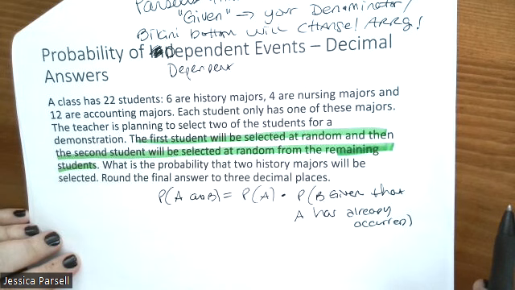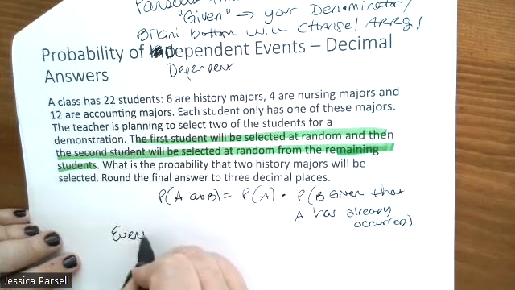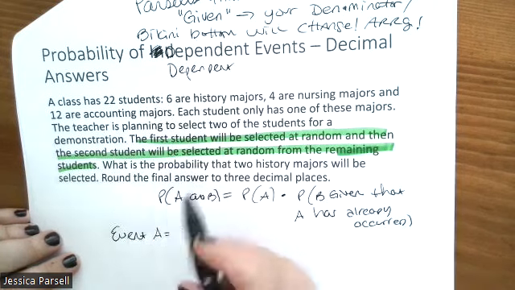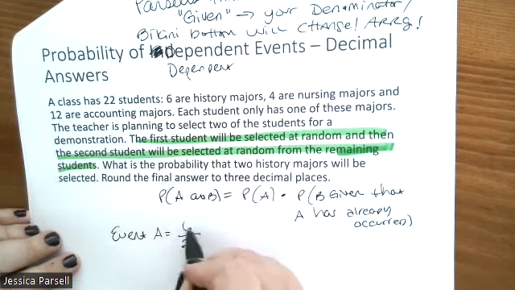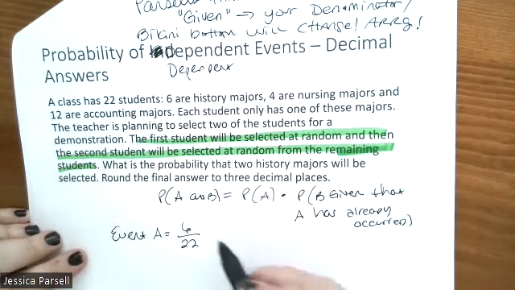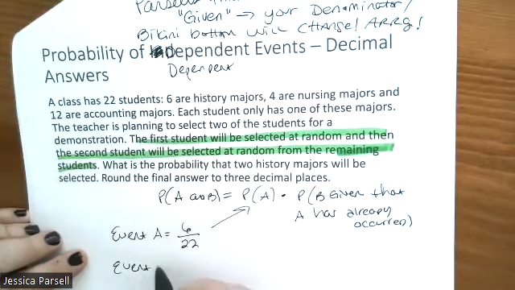Okay, so the probability of event A, so let's just call this event A, is that they come in here and they select a history major. Well, out of 22 students, 6 are history majors. So that's the probability of selecting a history major. That's probability of A.